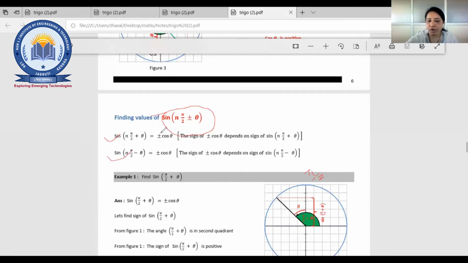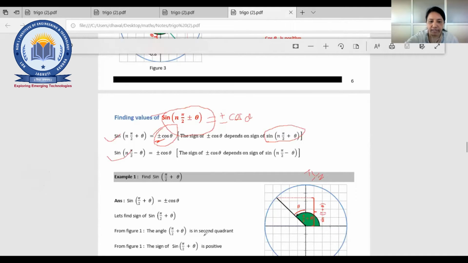Now the answer will be either plus or minus cos theta. But which sign, plus or minus? That will depend upon the sign of which function? Sine. The answer of sine of pi by 2 plus or minus theta is equal to cos theta, but the sign of cos theta will again depend upon the sign of sine of pi by 2 plus or minus theta. So that is the basic thing.